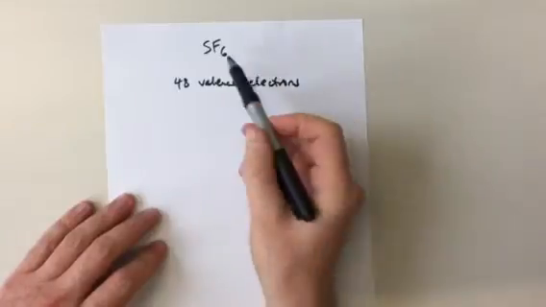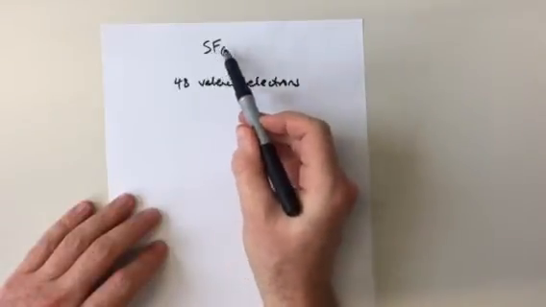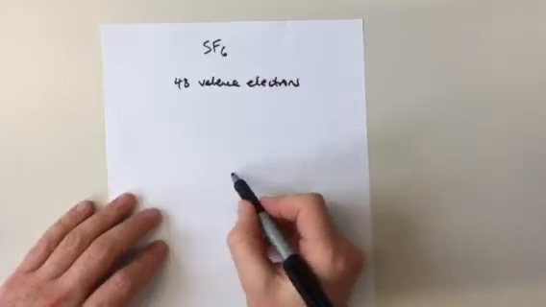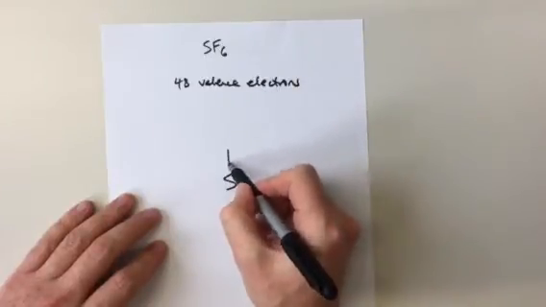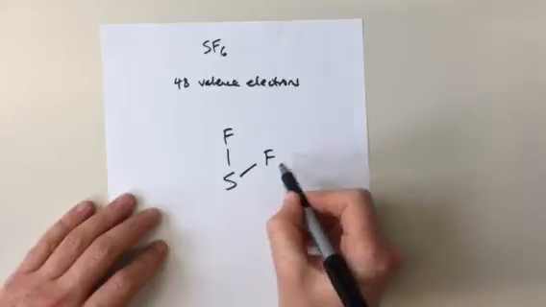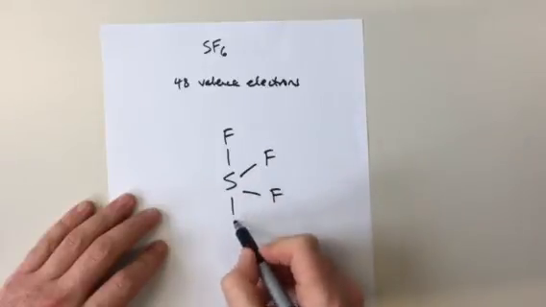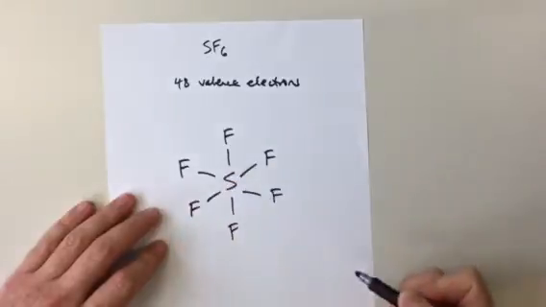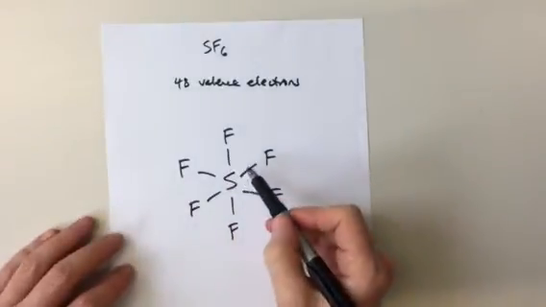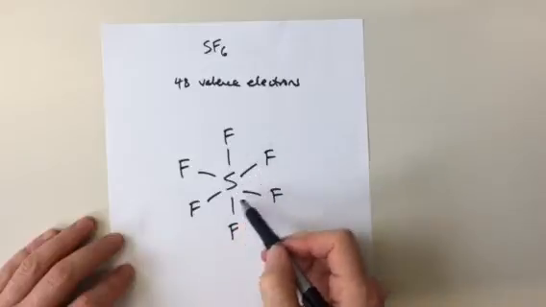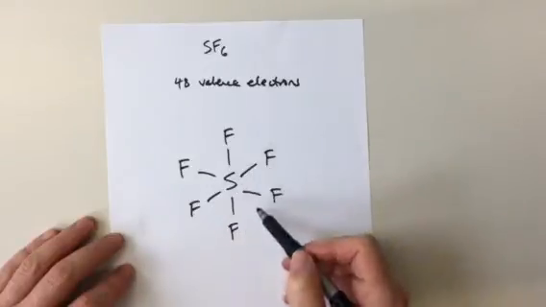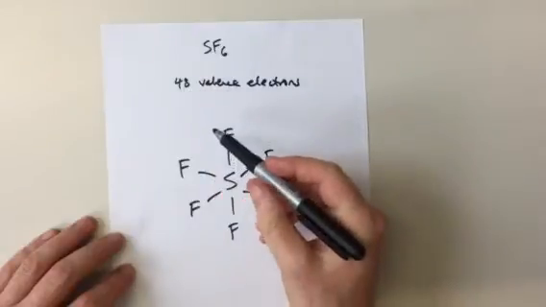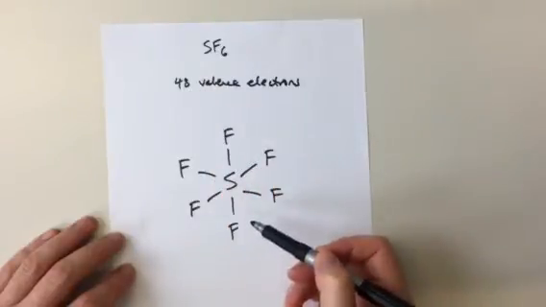Okay, so now we have to connect these atoms together using single bonds, and the electronegative atoms tend to be on the periphery, so it makes the most sense to put the sulfur in the middle and surround it by all 6 fluorine atoms like this. Okay, so now we've used 2, 4, 6, 8, 10, 12. We've used 12 electrons so far to create this structure, so that means we've got 36 more valence electrons to add to this structure as lone pairs.